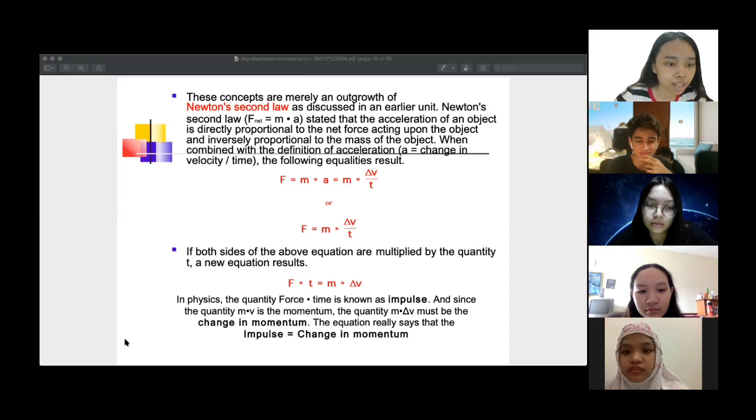In physics, the quantity force times time is known as impulse, and since the quantity mass times velocity is momentum, the quantity mass times delta velocity must be the change in momentum. The equation really says that the impulse equals the change in momentum.